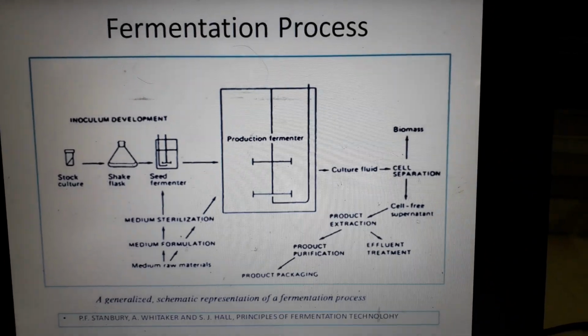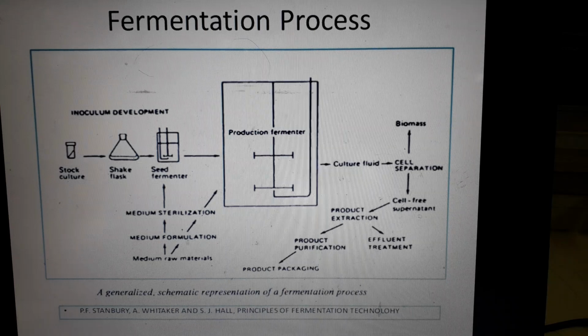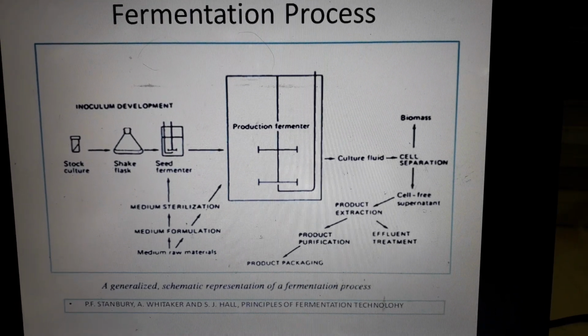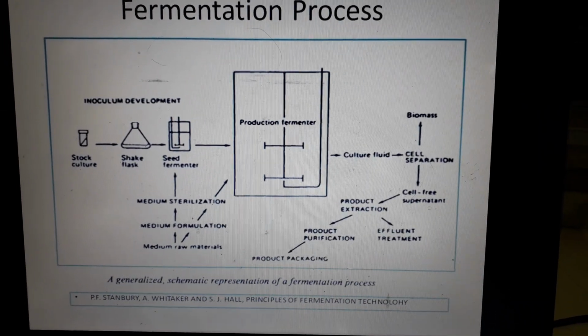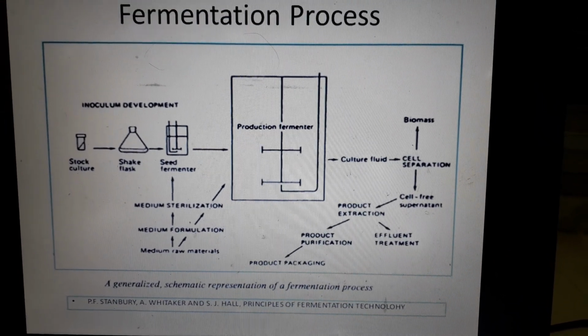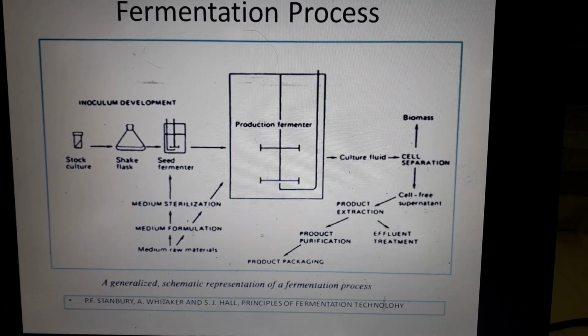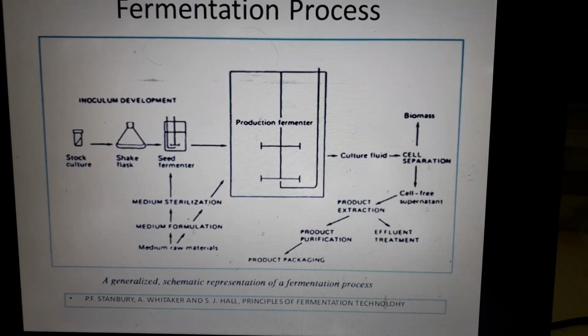This is the complete diagrammatic presentation of the fermentation process. You can take this diagram and you can go to Stanbury and Whitaker's Principles of Fermentation Technology to have a more elaborate text on this topic. So basically in fermentation we have upstream processing, we have fermentation, and we have downstream processing. There are three basic aspects.